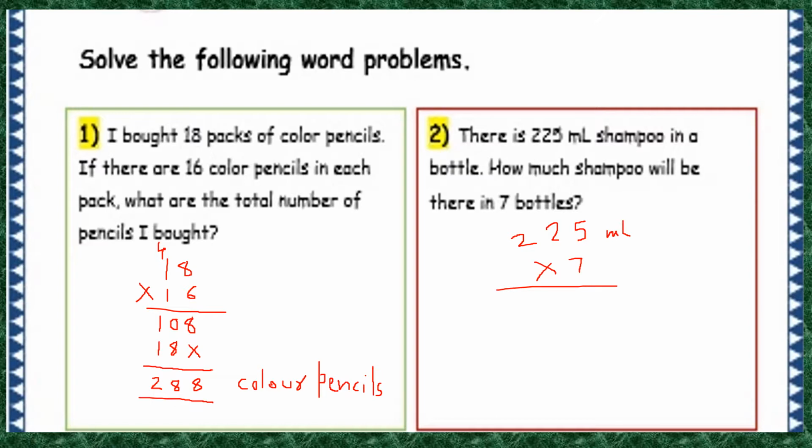Now multiply, children. 7 5s are 35. So 5 here, 3 carry. On 10's part, 7 2s are 14 plus 3 is 17. 7 here, 1 carry. Again 7 2s are 14 plus 1 carry is 15. So here what is the answer? 1575 ml shampoo is there. I'll write once again, children.